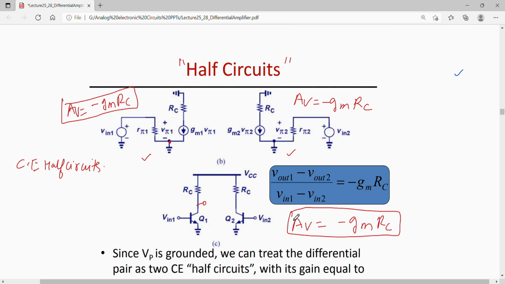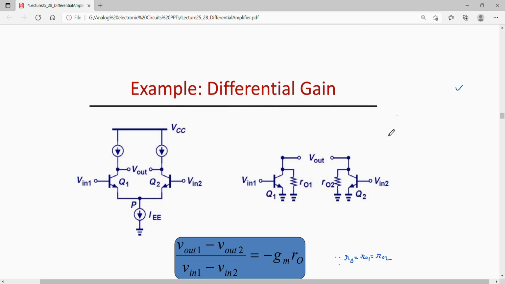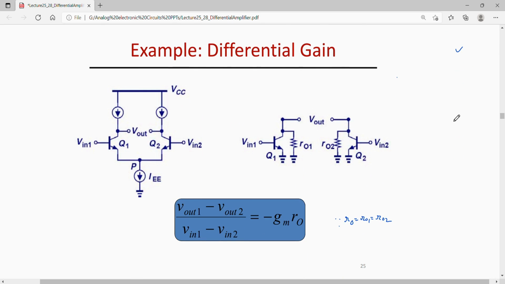So using this concept, we can simplify the complex looking differential pairs, and then we can find out the gain of any complex looking circuit. So we'll see some examples also. For example, we want to find out the differential gain of this circuit.